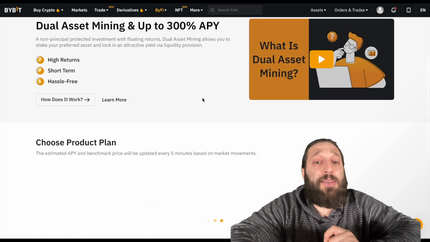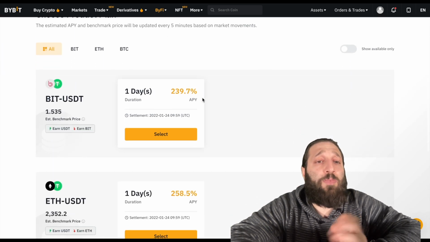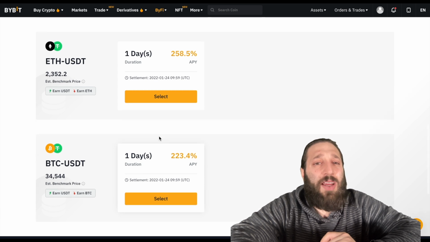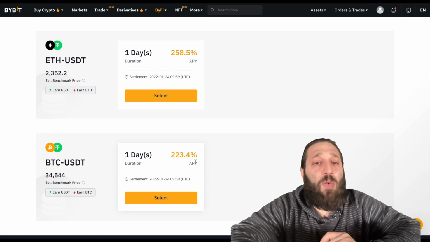If we go to dual asset mining, you can do Bit in USD, ETH in USD, and BTC in USD. And you can see they're only 1 day contracts. Or is this the APY for 1 day?